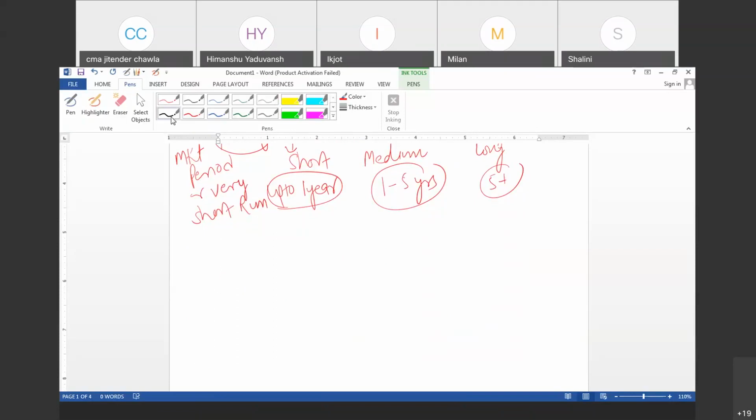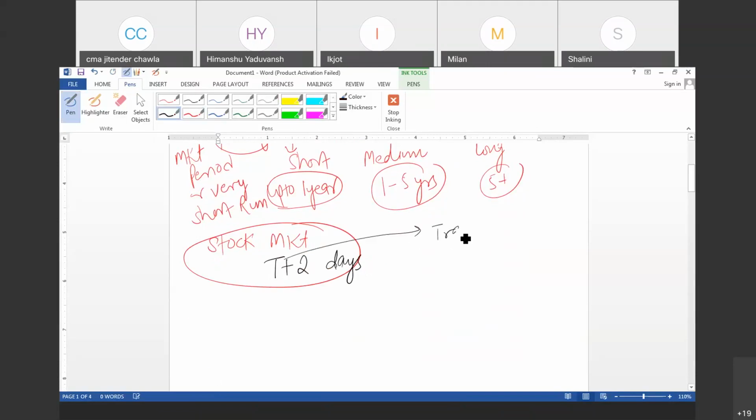Exactly. In stock market operation, when we talk about this T plus 2 days, T stands for transaction time. It is the transaction day plus 2 days of grace.